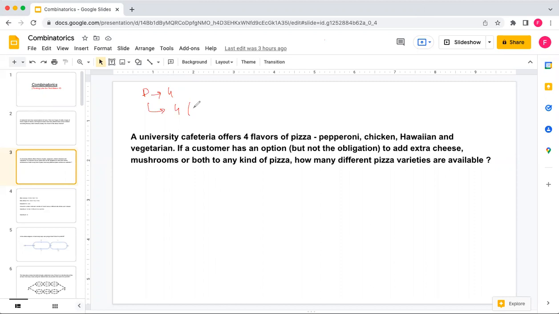Those options include the cheese topping, mushroom, or both, or maybe none, right? So for each pizza, there are 4 options. And for pizza, there are already 4 options, which are pepperoni, chicken, Hawaiian, or vegetarian. So the question is, how many different pizza varieties are available? So that will be again using the rule of counting. That will be 4 into 4, which is 16.